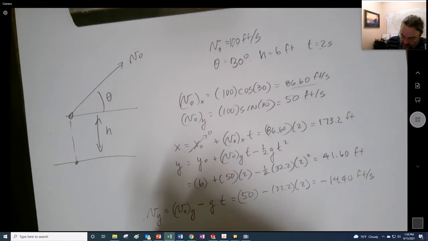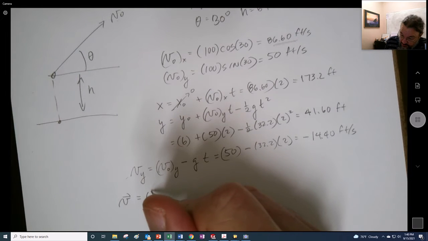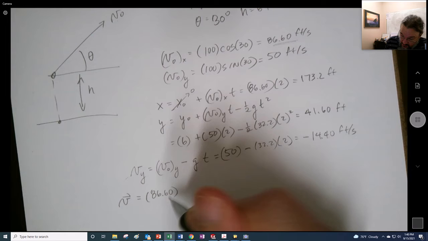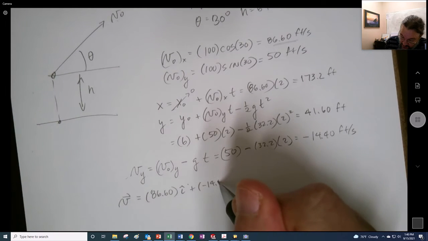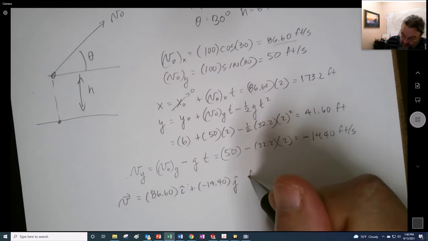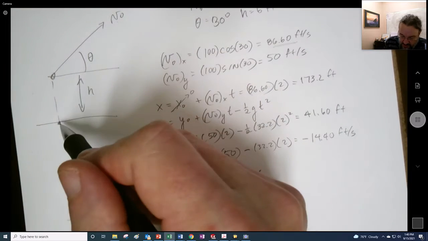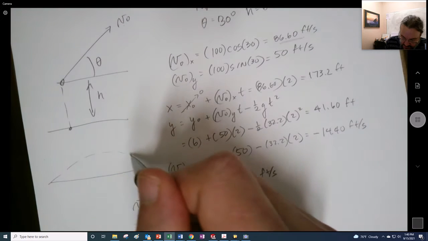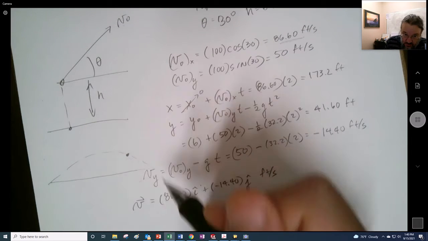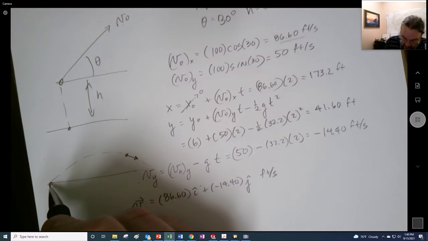If we write out the velocity in Cartesian coordinates, it's 86.60 i plus negative 14.40 j feet per second. That's with the position, but now we want to find where the ball is along the path. It's going to be somewhere right there, aiming downwards along that path. But we want to find, using polar coordinates, where that is.